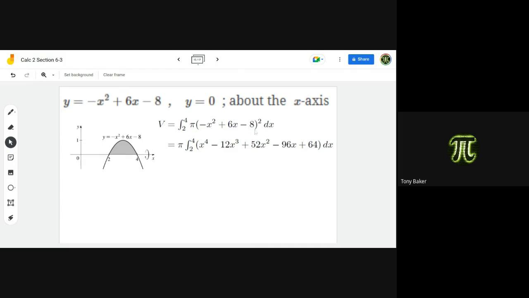All right, so you should have the integral from 2 to 4 of pi times (negative x squared plus 6x minus 8) squared. This is just your function is your radius. Remember, my radius is that part right there, and that's going from the x-axis to my function. There's only one function here, so I don't have to do any subtraction or anything else in that respect.